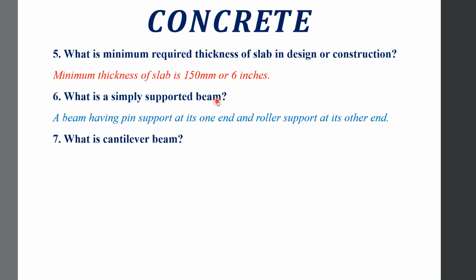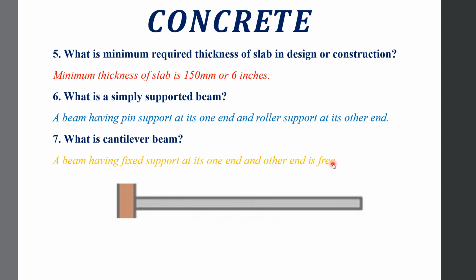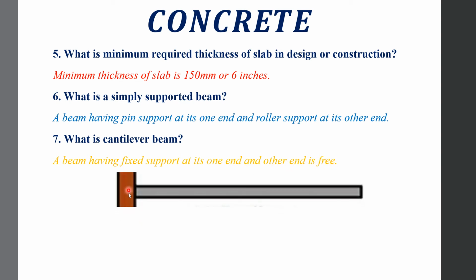Number seven question is cantilever beam. What is a cantilever beam? A cantilever beam is a beam having fixed support at its one end and the other end is free. You can simply see from the figure that this end of the beam is fixed while the other end is in air, or it is free. So this beam will be known as a cantilever beam.